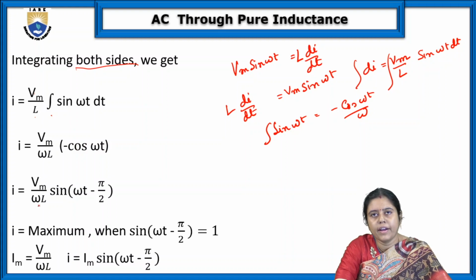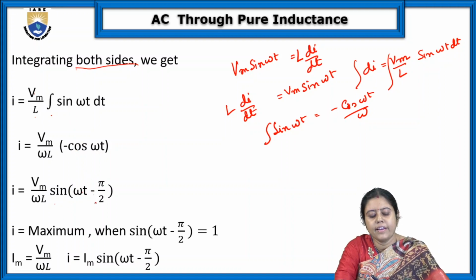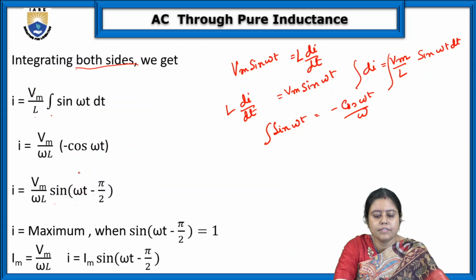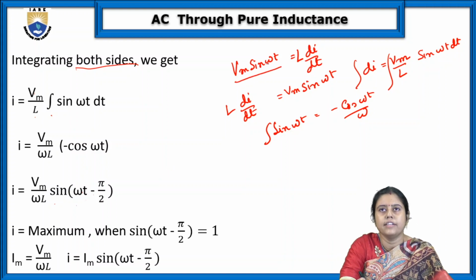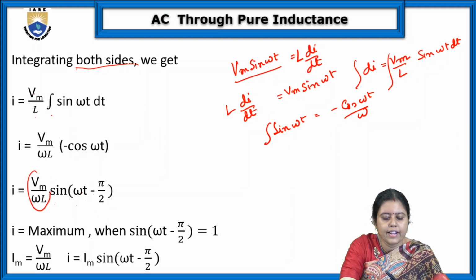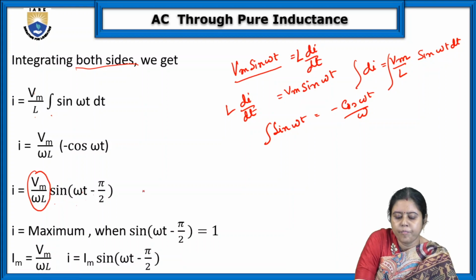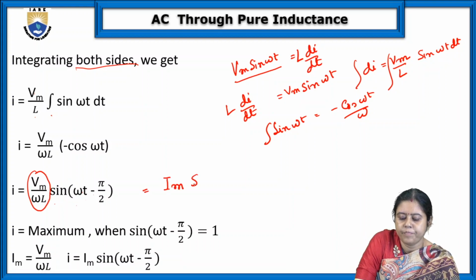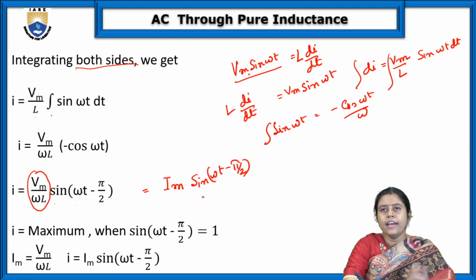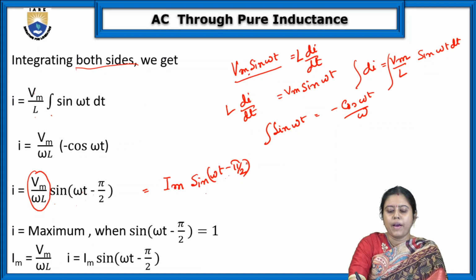So Vm by omega L, and minus cos omega t means sin omega t minus 90 degrees, as this is minus. So from here you can see, what is our voltage equation? The voltage equation is Vm sin omega t. The current equation, where this is constant and we take this value as Im, we can write as Im sin omega t minus pi by 2. So this is Vm sin omega t, and this is Im sin omega t minus pi by 2.